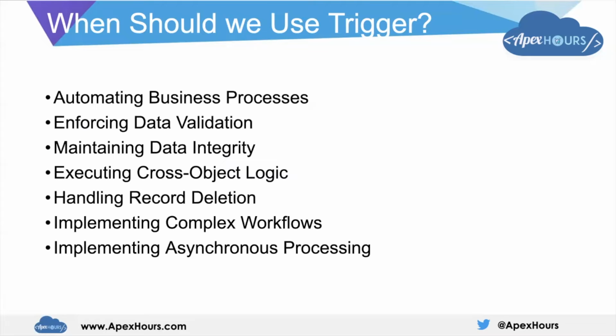Let's briefly explore how triggers can be applied to each of the scenarios. Firstly, automating business processes. Triggers can automate business processes by responding to specific events, such as record creation or updates. Let's say, for example, you might use a trigger to automatically assign tasks, update fields, or send notifications based on certain conditions.